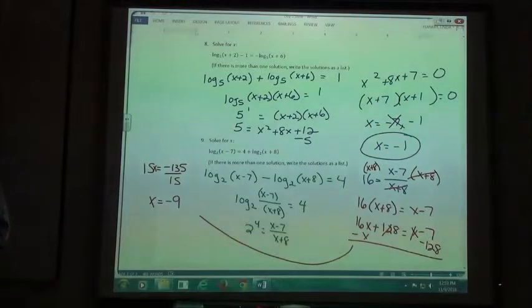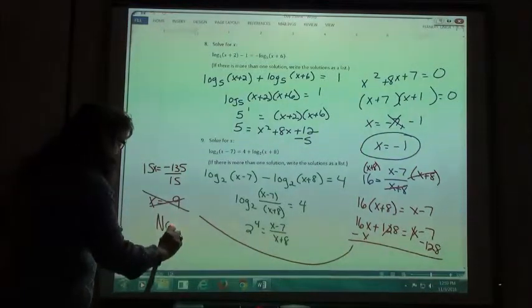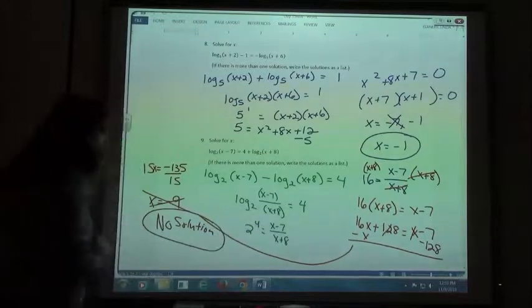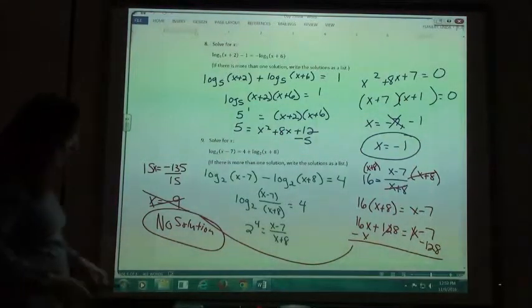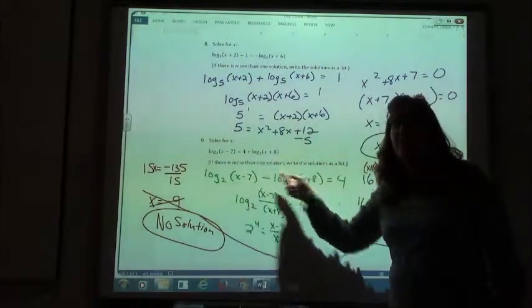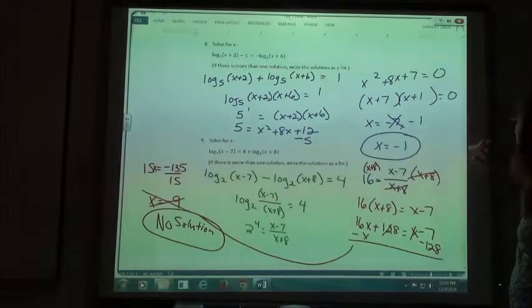And then we said, can we have negative 9 for an answer? No. So all that work just to get no solution. There's no solution. Good learning experience. All right, well you did really good because you remembered, oh, I got to change that to a division, and you went from there.